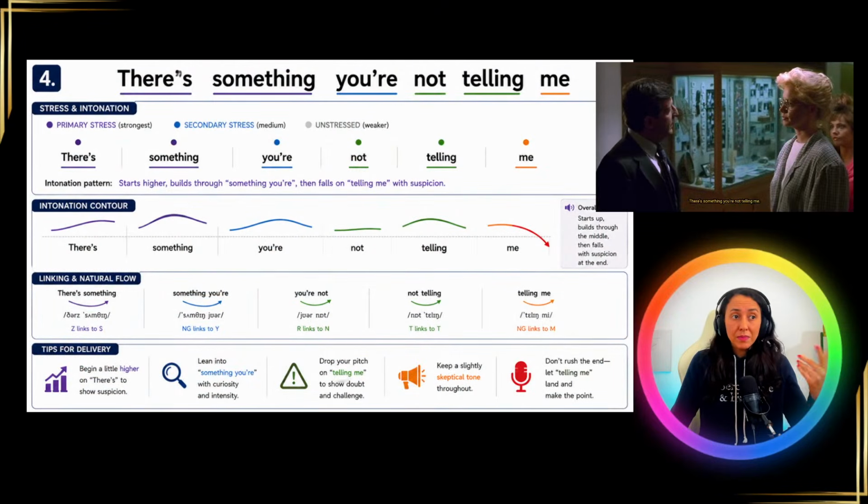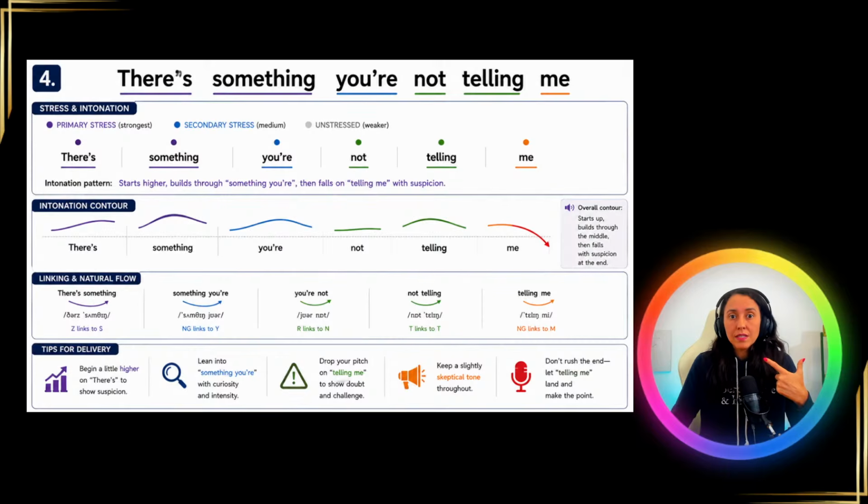Could I say this? There's something you're not telling me. There's something you're not telling me. I could do this. There's something you're not telling me. There is something you're not telling me. There's something you're not telling me. Every time I change my stress, I am changing the essence of the phrase, okay?